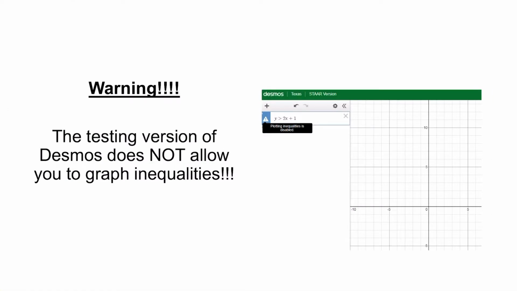Just a quick warning for those of you who like to use Desmos: the testing version of Desmos that you'll be given on the STAAR test will not allow you to graph inequalities.